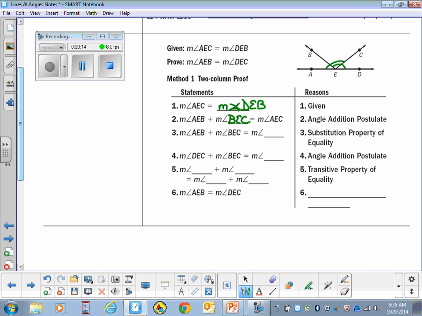Alright. Now they're telling us to use substitution. So the measure of angle AEB plus the measure of angle BEC. And I have to replace this with something. What am I going to replace the measure of angle AEC with? Sarisha? Yep. Now they're telling me go back to angle addition postulate. Measure of angle DEC plus measure of angle BEC will equal measure of angle Andy? DEB. Yep.